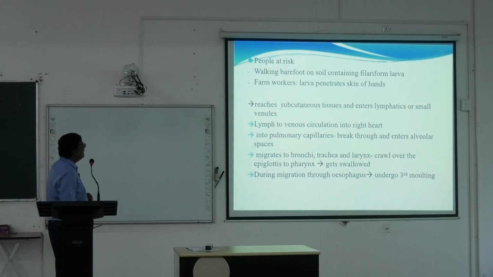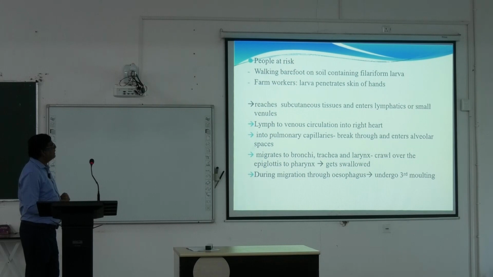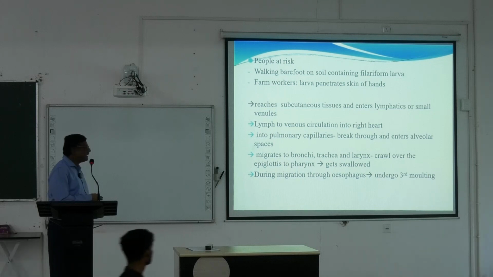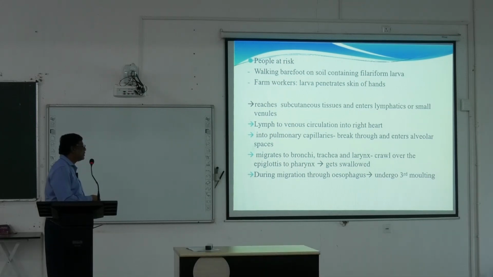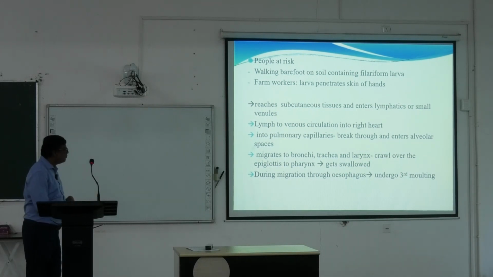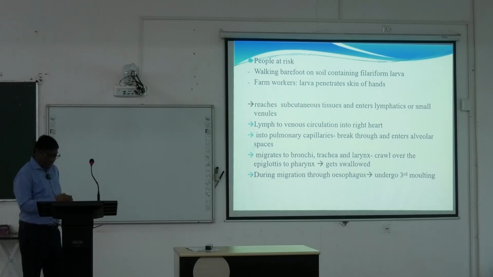People at risk are those walking barefoot on soil containing filariform larva, and farm workers. The larva penetrates the skin of the hands. It reaches subcutaneous tissue and enters lymphatics and small venules, then goes from lymph to venous circulation into the right heart, into pulmonary capillaries, breaks through and enters alveolar spaces. It migrates to the bronchi, trachea, larynx, crawls over the epiglottis to the pharynx and gets swallowed. During migration through the esophagus, it undergoes the 3rd molting.